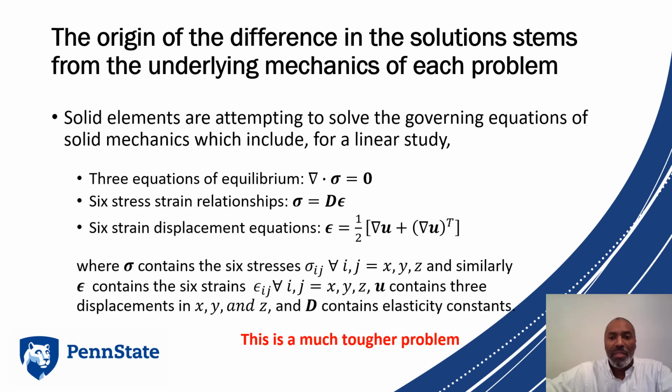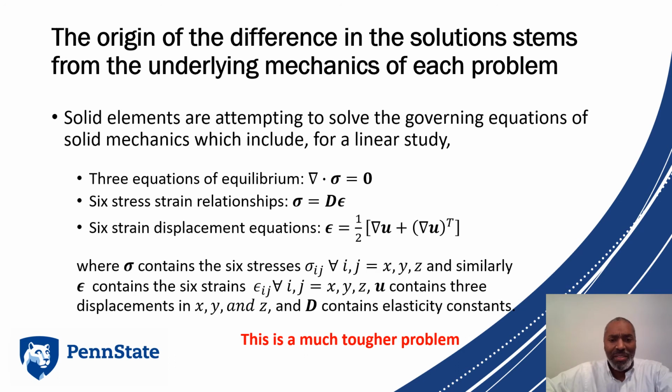The origin of the difference in solution stems from the underlying mechanics of each problem. The solid elements are attempting to solve the governing equations of solid mechanics, which include, for a linear study, three equations of equilibrium, del dot sigma equals 0, where del is the gradient operator dotted on a stress matrix sigma; six stress-strain relationships, sigma equals D epsilon, which transform our strains into stresses; and six strain-displacement equations, epsilon equals 1/2 (del u plus del u transpose), that transform our displacements of each point into strains.